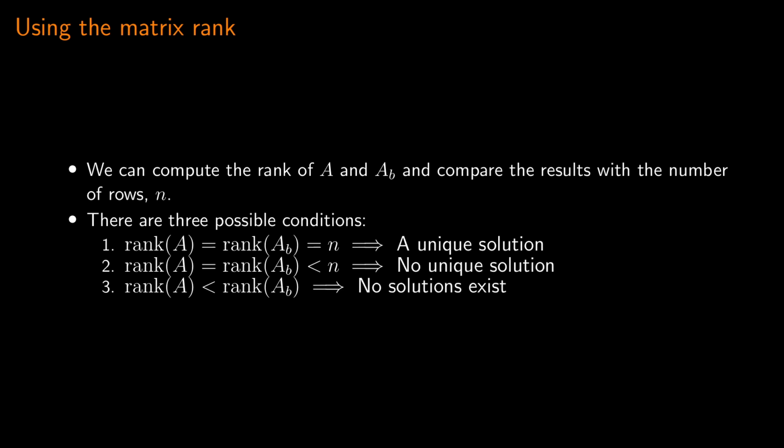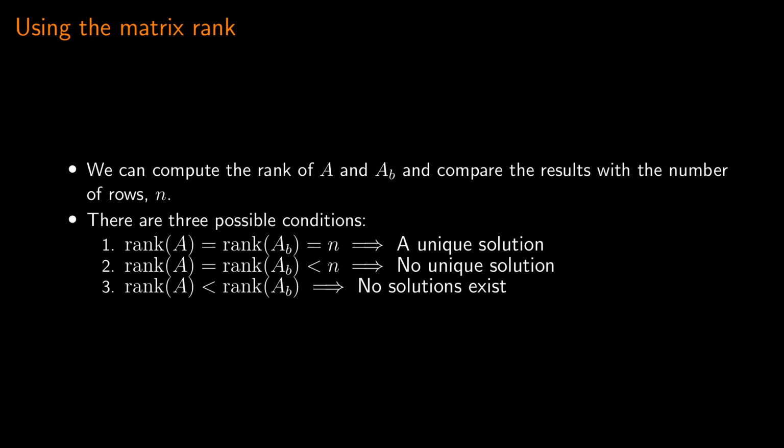And those imply the situations as follows. If the rank of A is equal to the rank of AB is equal to the number of rows, that means that there must be a unique solution to that system of equations. If the rank of A is equal to the rank of AB, and they are both less than n, the number of rows, that implies there is no unique solution, or there's an infinite number of solutions. And the third one, of course, if the rank of A is less than the rank of AB, the augmented matrix, then that simply implies that no solutions exist at all.